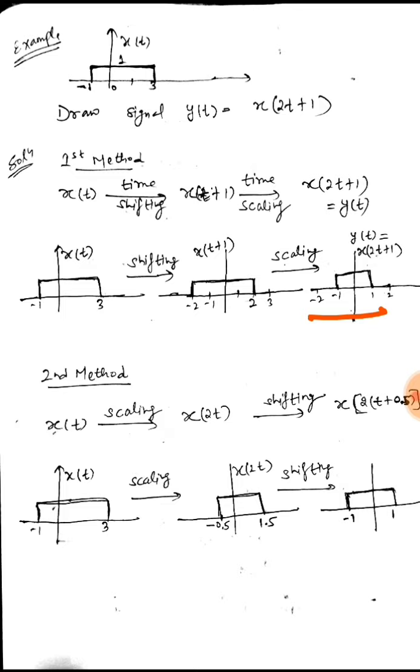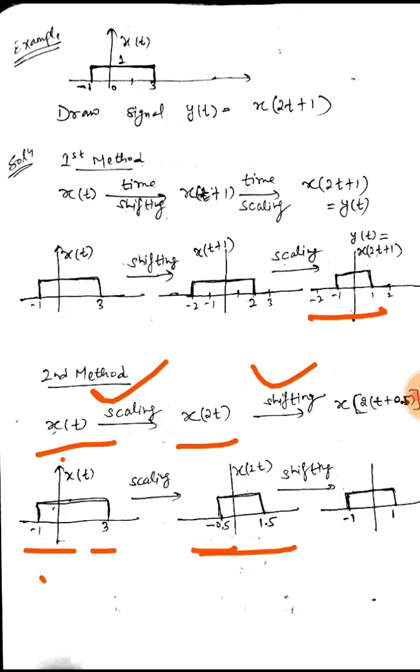Second method is I can perform scaling first and then shifting. If I perform scaling first, I have x(t). Performing scaling, x(2t), the signal would compress. What I was getting at -1, I will get at -0.5, and what I was getting at 3, I would get at 1.5. Now I perform shifting.